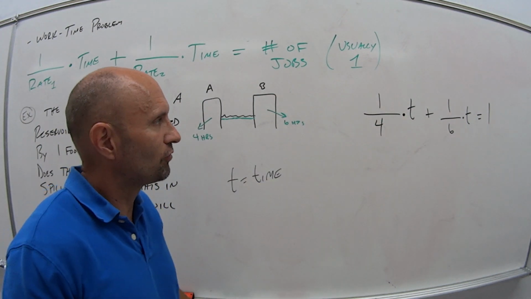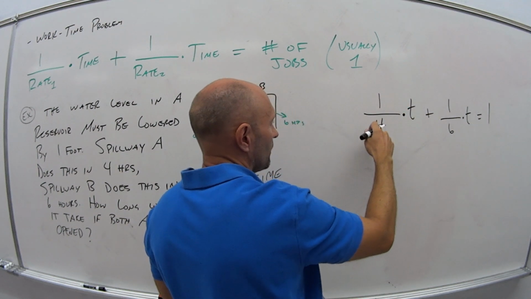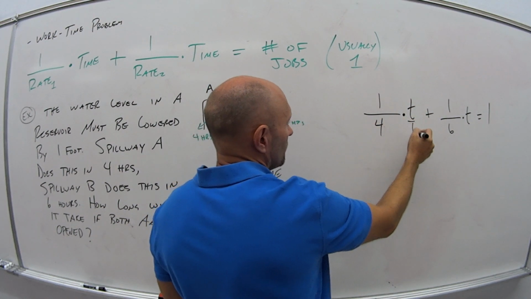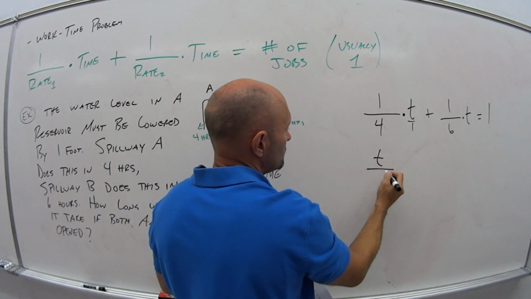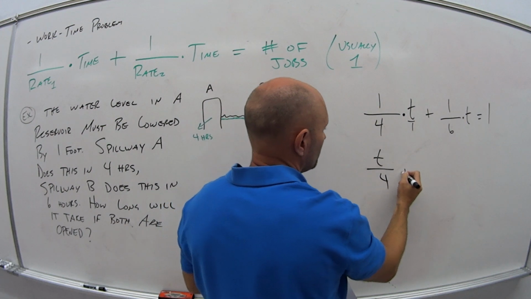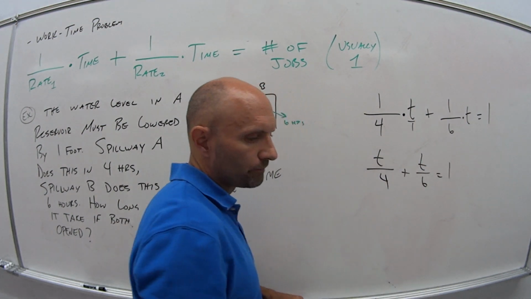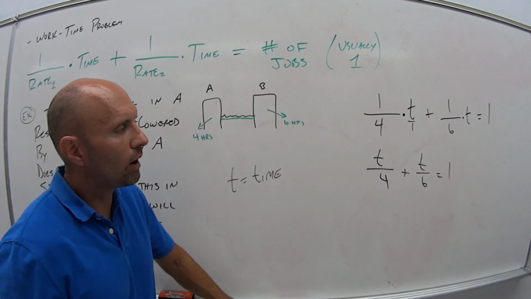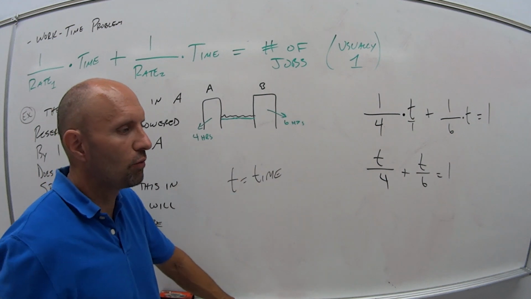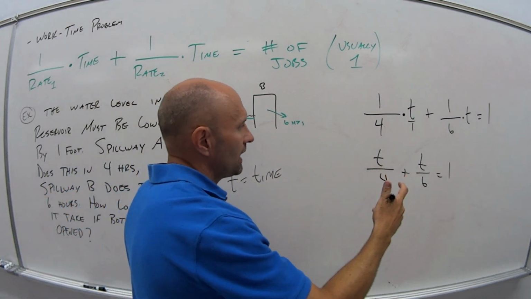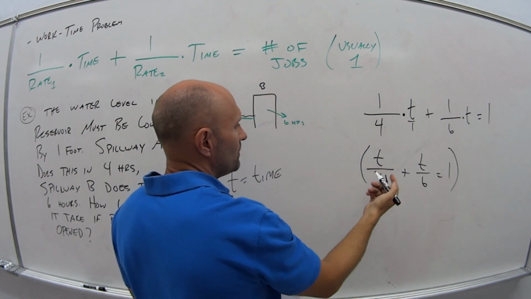Now I need to use some algebra to solve this. I'm going to rewrite this to make it look a little cleaner. If I have 1/4 times T, this is like T over 1. So with our fraction math, this is really like T over 4 plus T over 6 equals 1. I write it like this, why? Well, because if you remember when we were talking about solving rational equations, I can multiply by the LCD. So my LCD in this case is what? It would be 12.